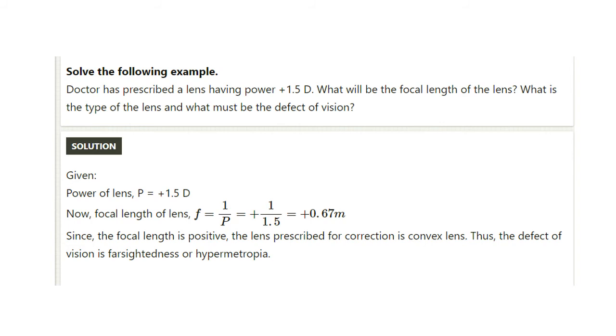Now look at the sign, it is plus. That means the moment the focal length is positive, we know that it is a convex lens. And a convex lens is used to cure hypermetropia or farsightedness. So all the three answers have to be written in this manner.